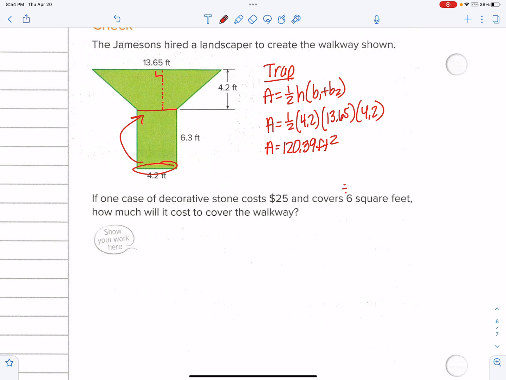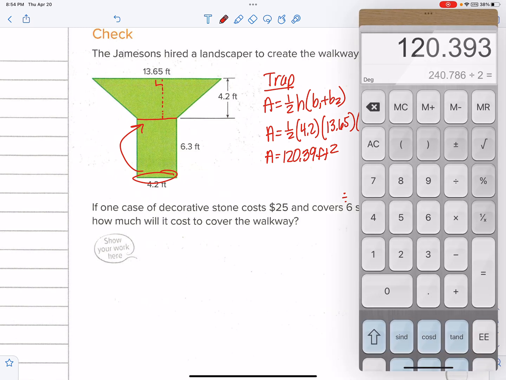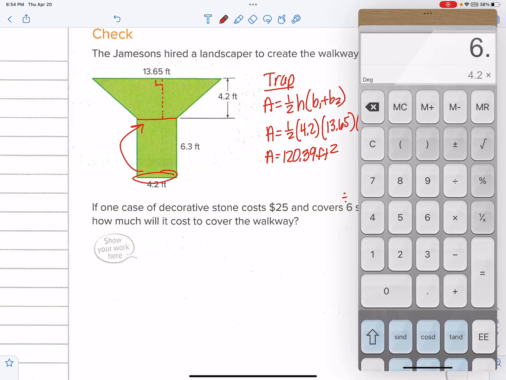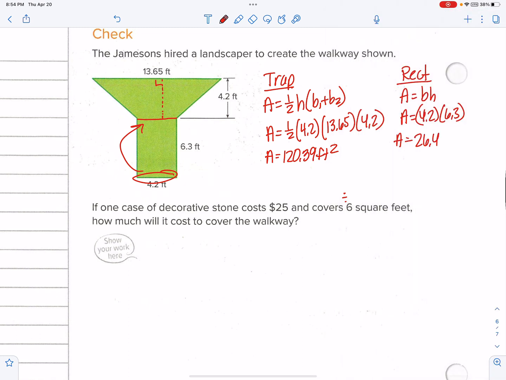Okay, now let's go ahead and do our rectangle. So we'll do that over here. Rectangle. Area equals length times width, or I've just been doing base times height, so I only have to remember one thing because that's way easier. Area equals base times height, so we have 4.2 times the height of 6.3, and there we go. It's a nice easy formula. 4.2 times 6.3 is 26.46. I want to get all my points, feet squared.